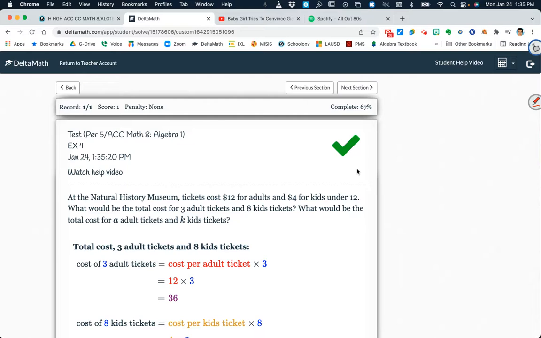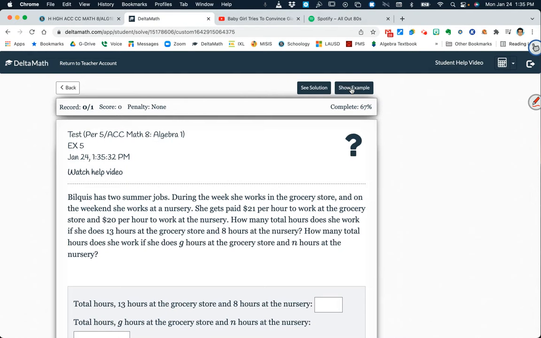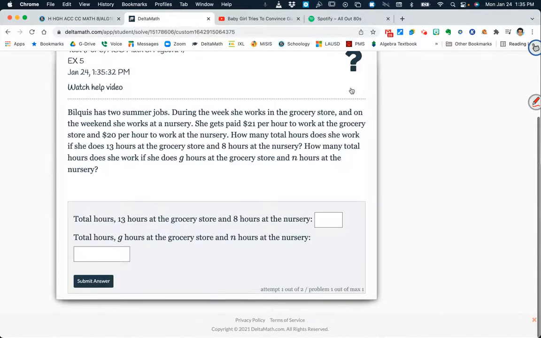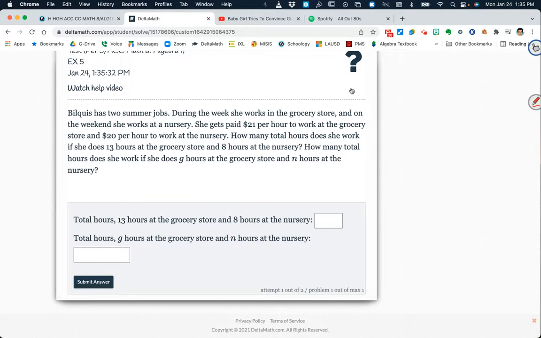Okay. So this is the last one. Example 5. Again, how many or how much? Read the problem. Is it asking for how many or how much?